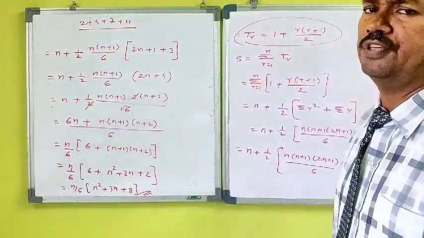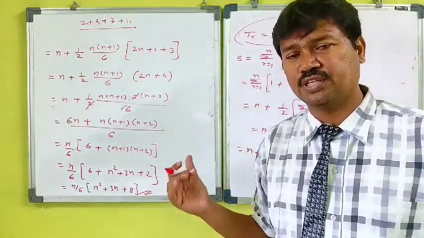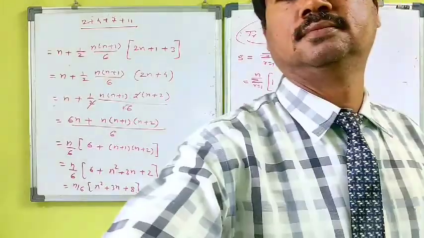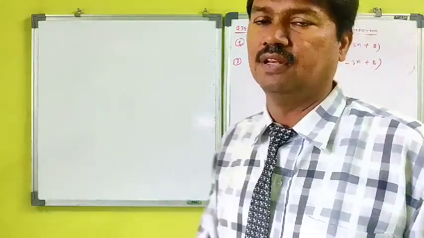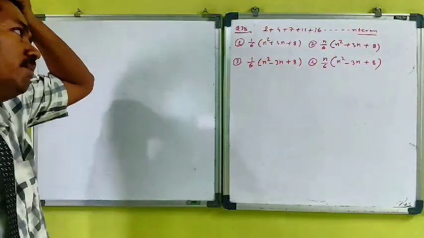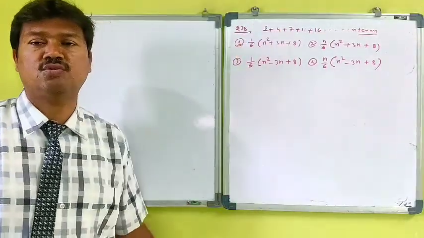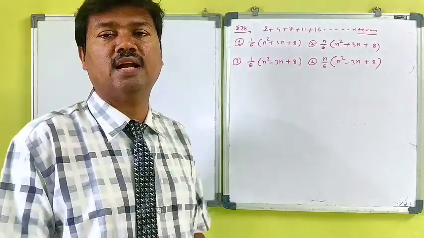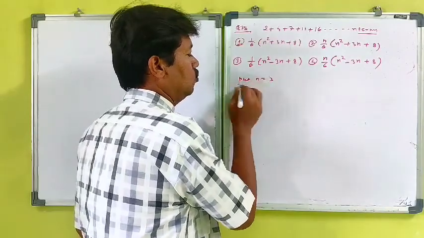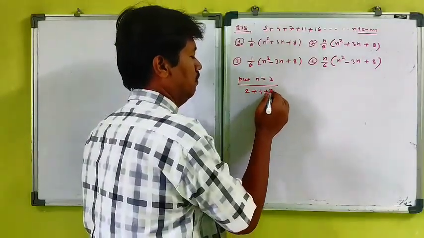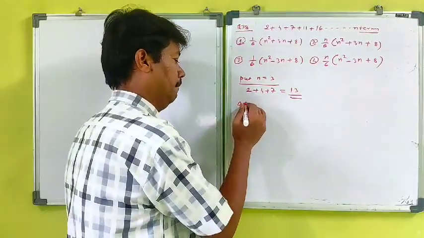The same question can be solved by an easy way, that is the shortcut method, which we have already discussed. So see that. Yes, the next is a quite similar question, question number 38, same as 37. That is 2 plus 4 plus 7 plus 11 plus 16, up to n terms, and options are available. We cannot say directly, so again we go with our method, that is put n equal to 3. So the addition of the first 3 terms, 2 plus 4 plus 7, is equal to 13.